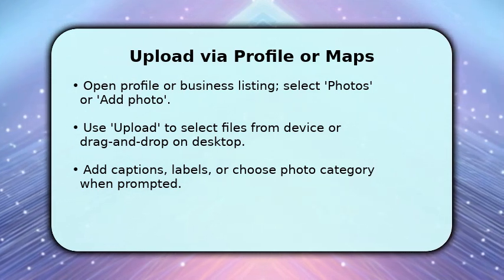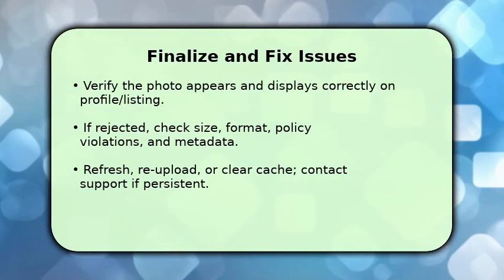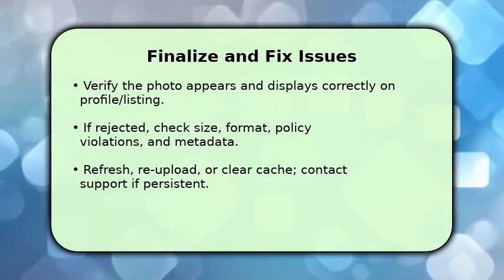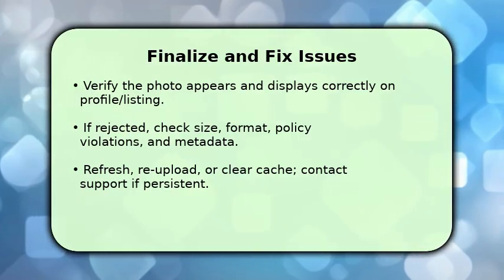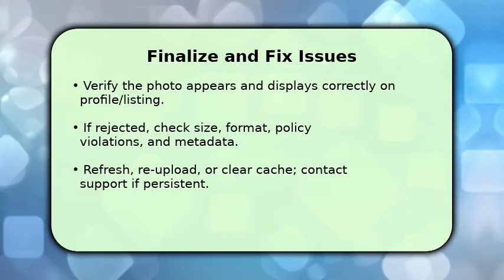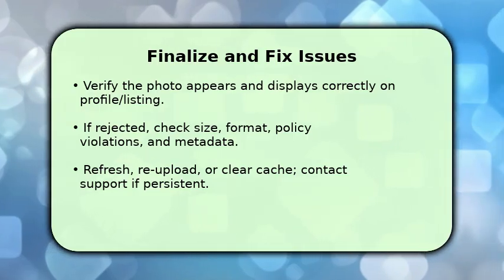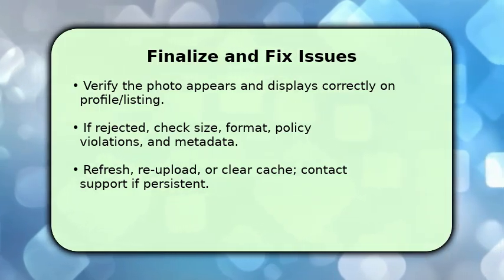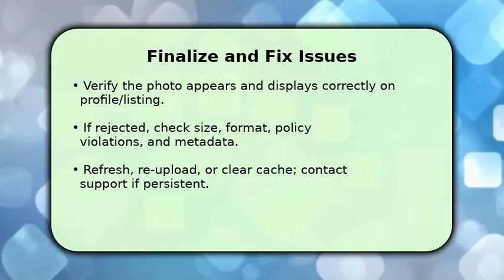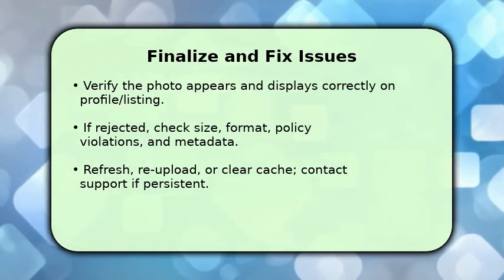Finally, verify the photo appears on the profile or Maps listing and displays in the right orientation and category. This confirms successful publishing. If the image is missing or rejected, check file size and type, remove any prohibited content, strip problematic metadata, and confirm GPS or timestamp if required.